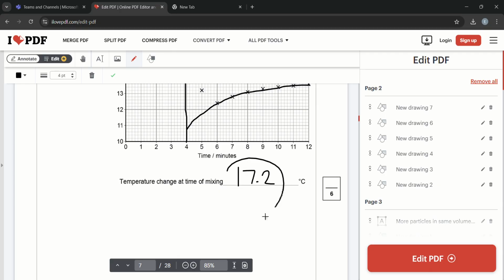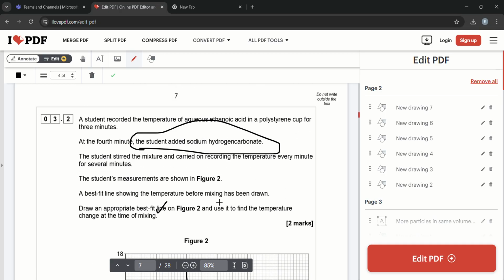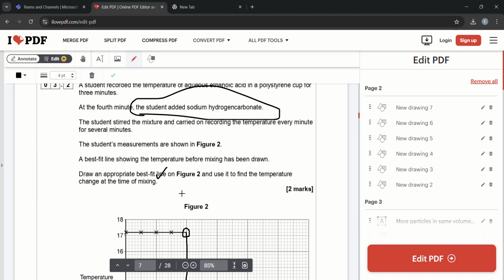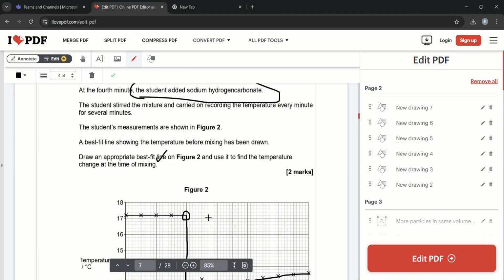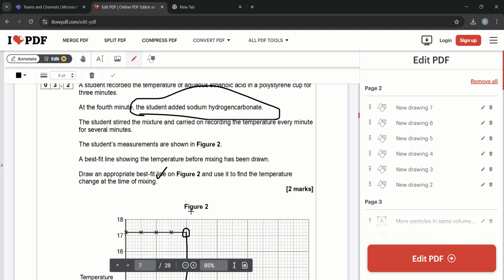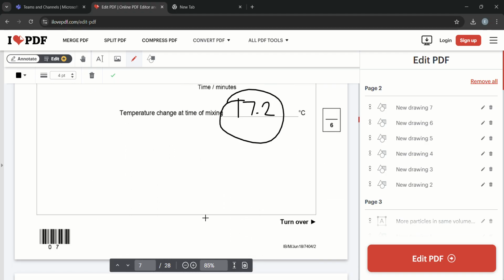degrees Celsius. Because if you're adding sodium hydrogen carbonate, you're going to have to mix it, and therefore that's going to be at the 4th minute, because that's when you're adding it, and therefore the temperature change at the time of mixing is 17.2 degrees Celsius. And that is the end of question 3.